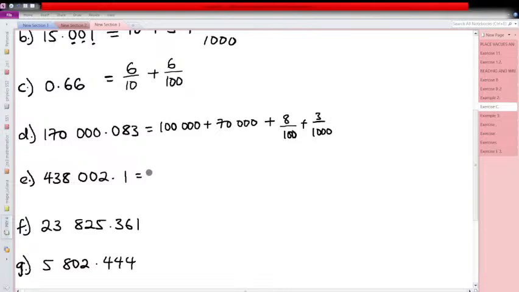E, you have 400,000 plus 30,000 plus 8,000 plus no 100, no tens, units, which is plus 2, and plus 1 over 10.